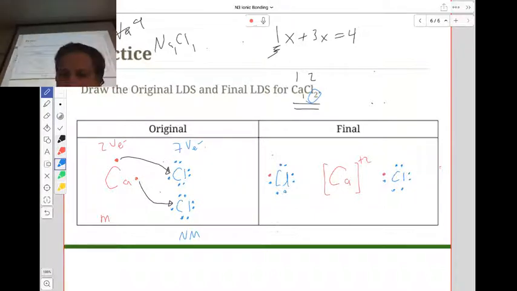Now, this chlorine over here on the right-hand side, what did it do? Gain or lose electrons? It gained electrons, so what's its charge have to be? -1. It gained a negative thing. What about this one on the right-hand side? What did it do? Gain or lose electrons? It gained an electron, so it's going to be a -1. Questions? Nope.